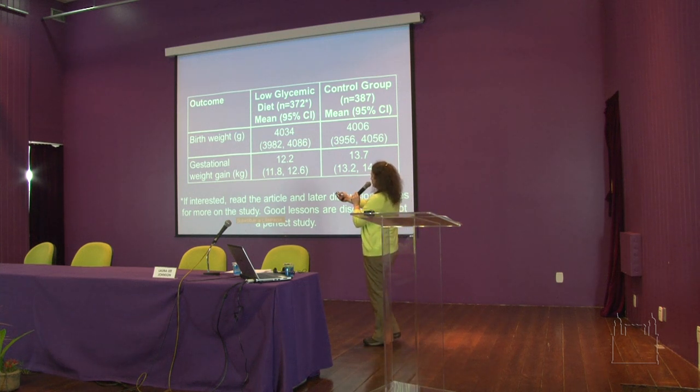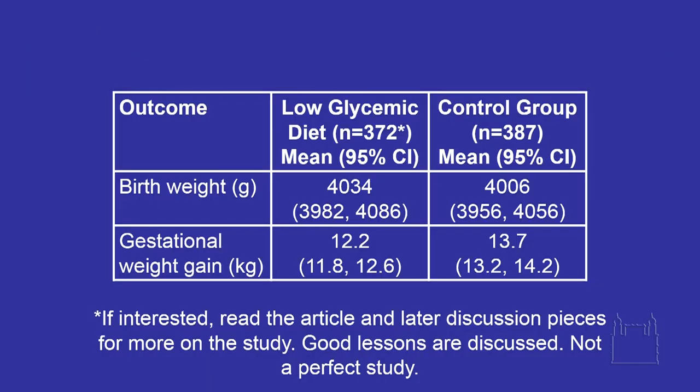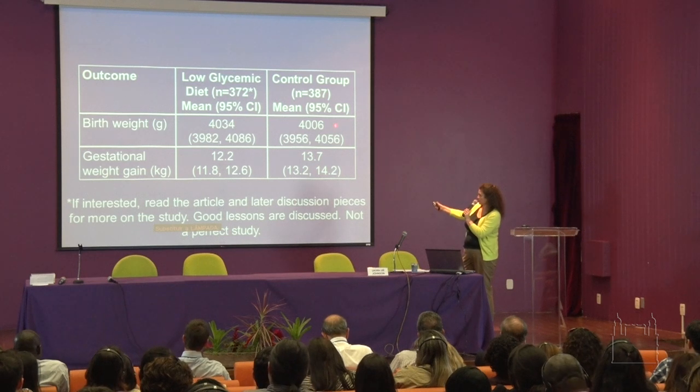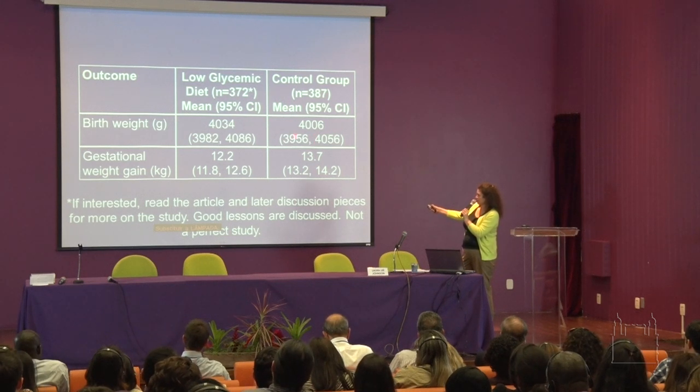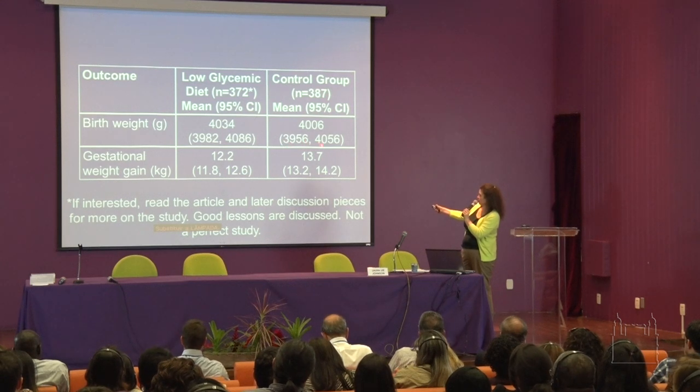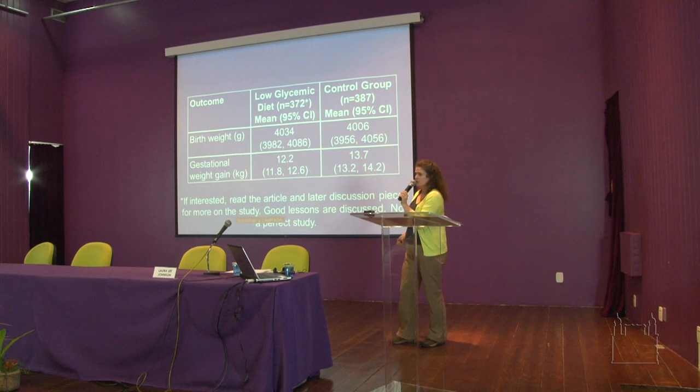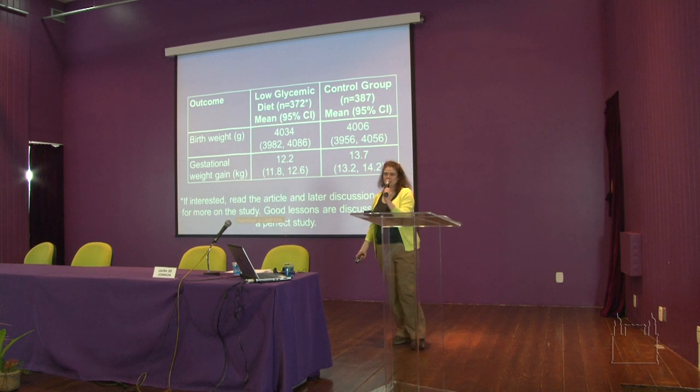So I've got the birth weight, and in the low glycemic diet group, the mean is 4,034 grams. We've got a confidence interval here of 3,982 to 4,086. The control group, my mean birth weight is 4,006, and the confidence interval is 3,956 to 4,056. These confidence intervals, raise your card, do they overlap? Yes.